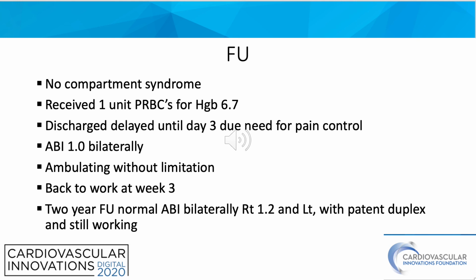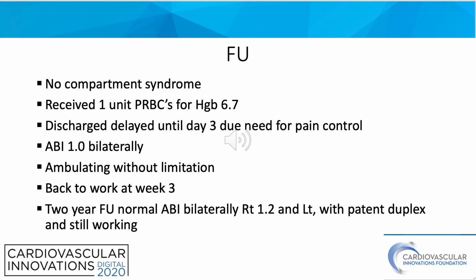We always try not to transfuse our patients, but he ended up getting 1 unit of PRBCs the next day because his hemoglobin continued to decrease as we had given him fluids. His discharge was then delayed for 3 days, mostly for pain control, but also to make sure that hemoglobin stayed stable because there was a lot of rebalancing. We really never did get him above 8 on his transfusion level.